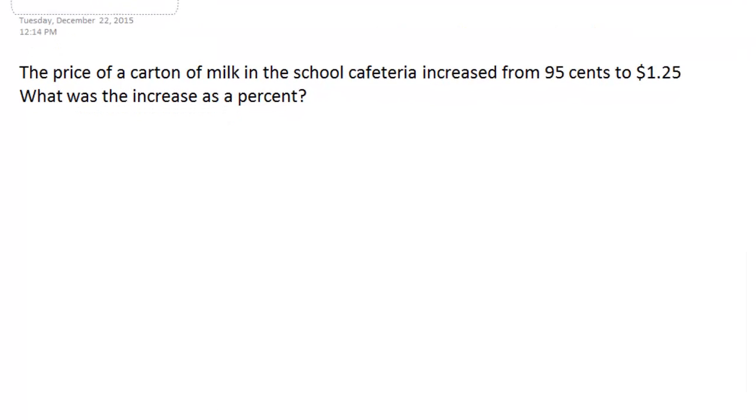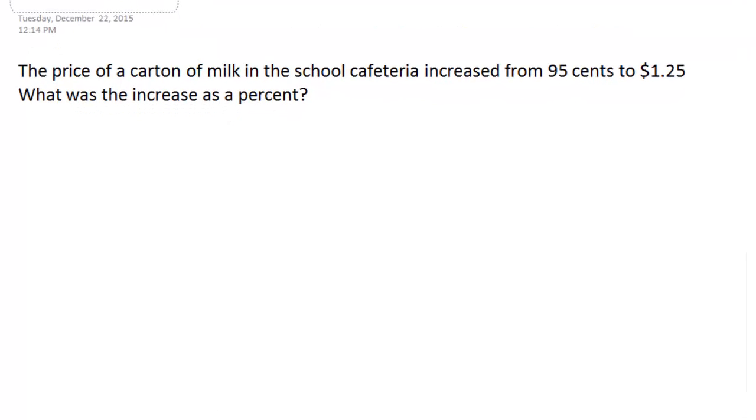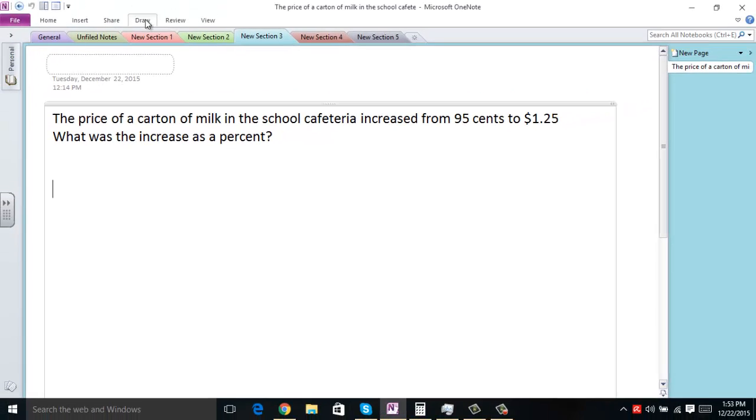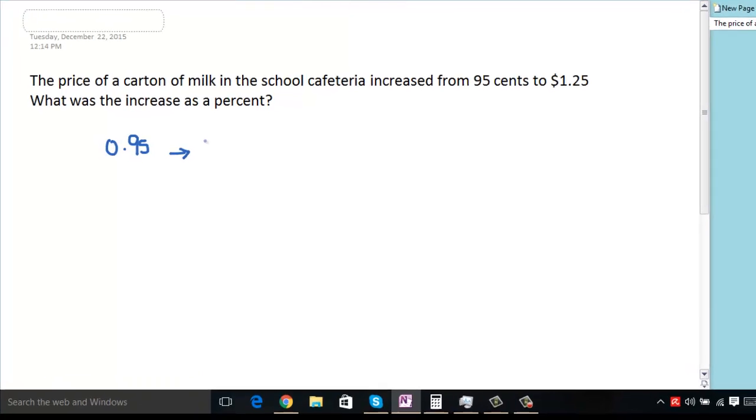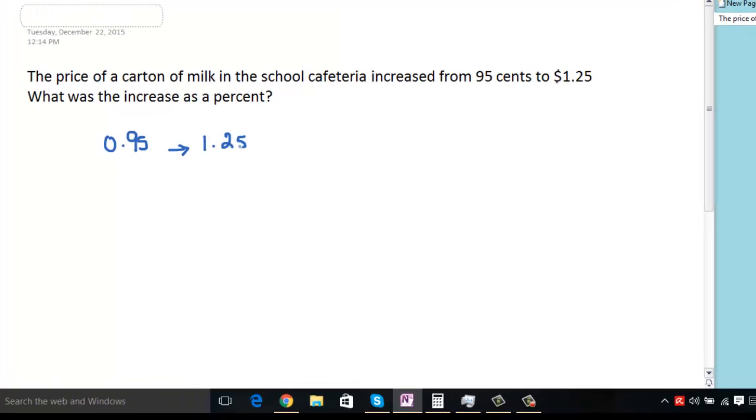Another example, the price of a carton of milk in the school cafeteria increased from 95 cents to $1.25. What was the increase as a percent? So, in the school cafeteria, the price was 95 cents. And it increased to $1.25.